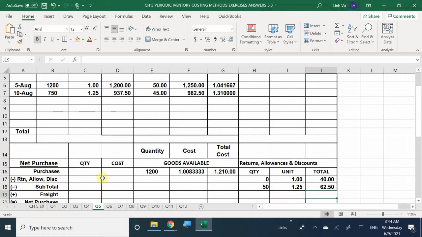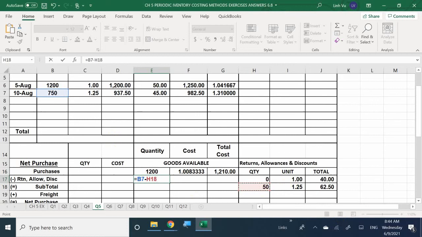So I know that the second batch that I bought is going to be different, because I ended up returning 50 units. If I originally purchased 750 and returned 50 of those units, how much should I have left? 700. And because I got money back, if I started with $982.50 and got back $62.50, how much is it going to cost me? I got 965. Yeah, so it's wrong.